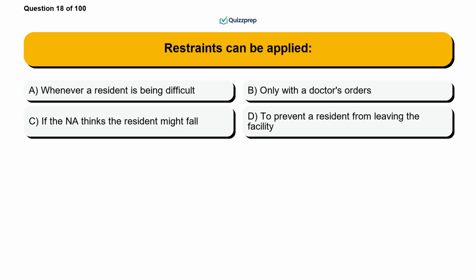Question 18. Restraints can be applied. Option A, whenever a resident is being difficult. Option B, only with a doctor's orders. Option C, if the NA thinks the resident might fall. Option D, to prevent a resident from leaving the facility.